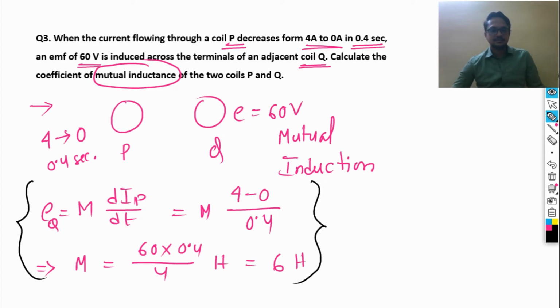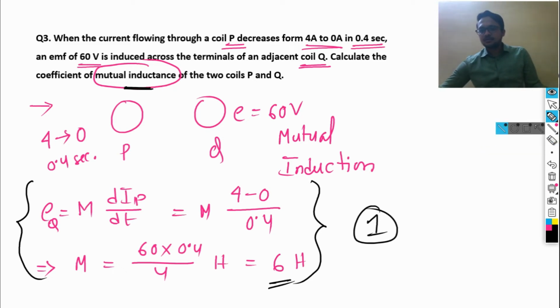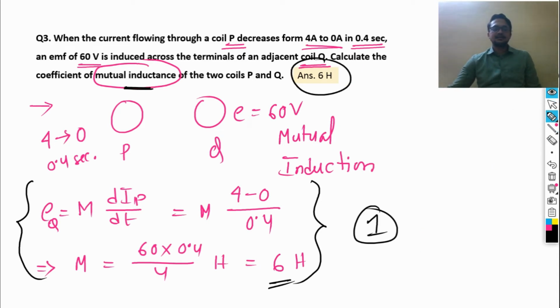I have shown what is happening here. And the mutual inductance is how much? 6 Henry. This one will also be 1 mark. So let's check the answer. Answer is 6 Henry, right? Clear? Come to the next question.